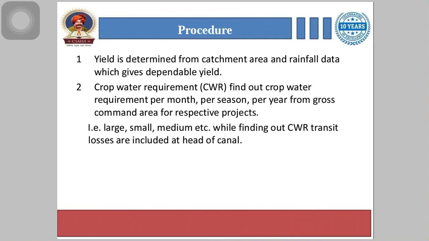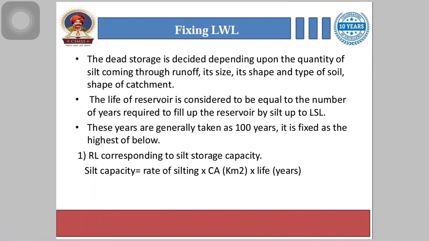While finding out the crop water requirement, transit losses are included at the head of the canal. Next is fixing the LWL, that is low water level. How to fix the low water level? The dead storage is decided depending upon the quantity of silt coming through runoff. Depending upon that, your dead storage is firstly decided, then its size, shape and type of soil, and shape of catchment.